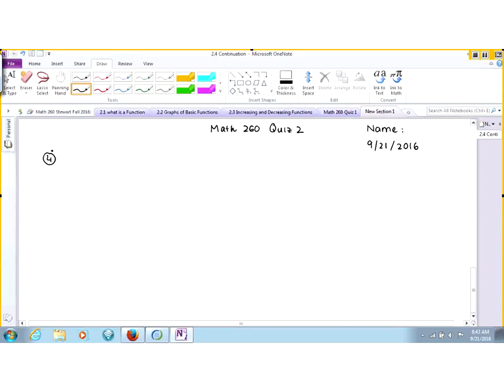Okay, so this is the function. Basically, I'm asking you the same thing. I'm going to make it easy for you. So f of x is equal to negative half times absolute value of x plus 2, plus 3. That's it.